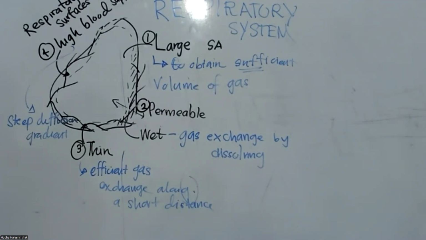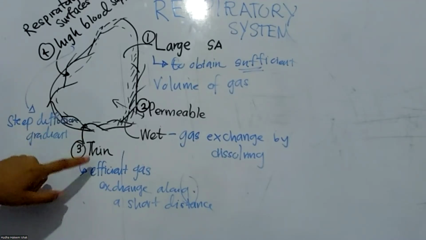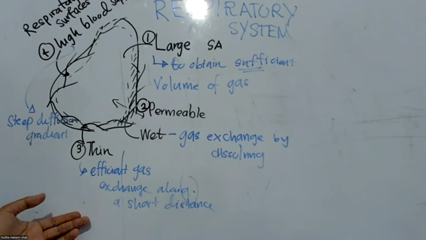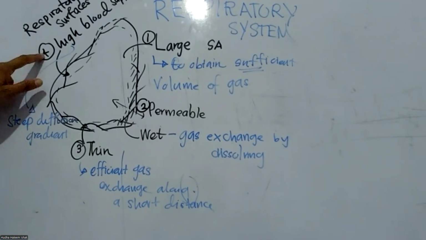And the second character is what? Permeable and wet. It is supposed to be wet because gas exchange can be done by what? Dissolving. And the third main character is that it should be thin. Why is it supposed to be thin? For efficient gas exchange along a short distance, the respiratory surface must be thin. And then we have the fourth character, high blood supply, because it maintains a steep diffusion gradient.